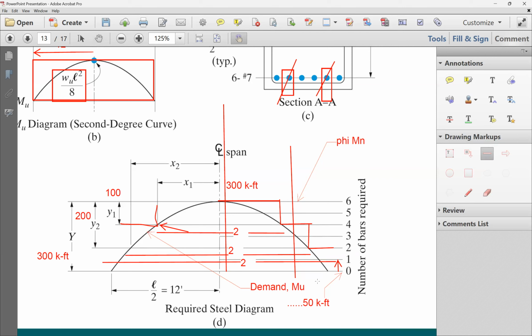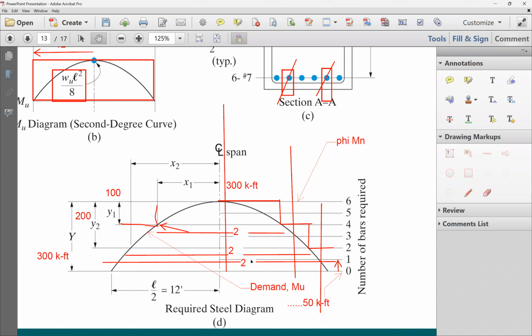How about here? How many rebars do I need? You see in here, look, I don't need number 6, I don't need number 5, I need number 4, I need number 3. I just need a couple of rebars. Look at this diagram. Capacity can be all the way to here, demand is going to be much lower. So I'm going to have here 3 sets of rebars, 2, 2, and 2.